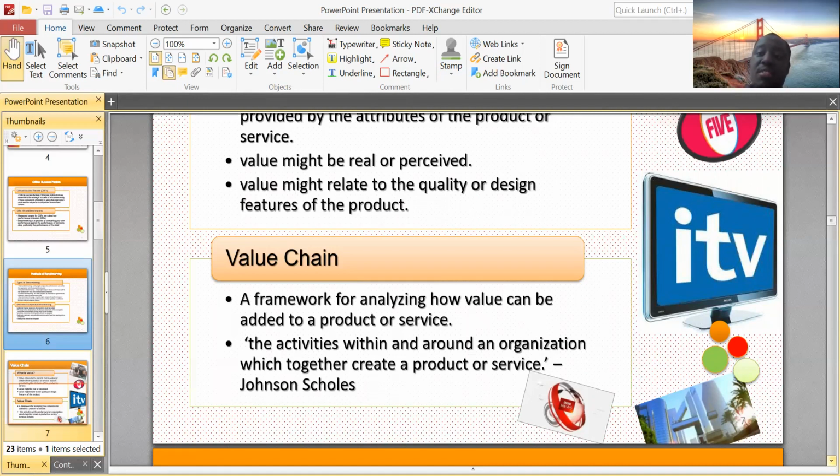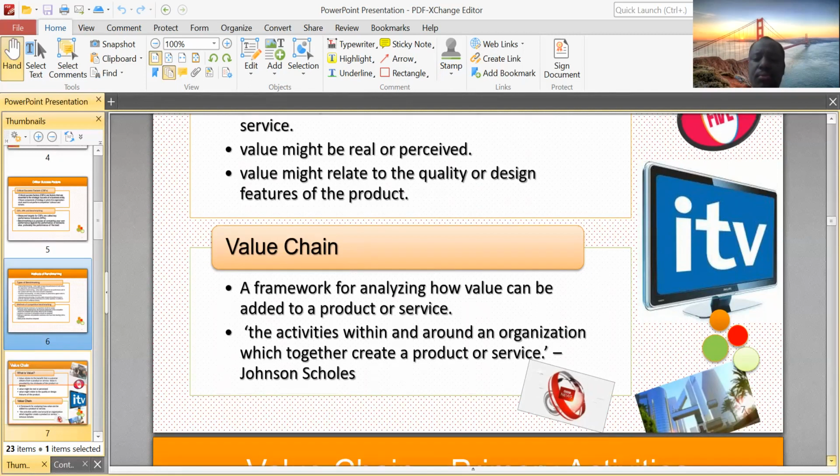Like I said, value means benefits and chain means processes. So it's basically a framework for analyzing how value can be added to a product or a service. But I like Johnson and Scholes' definition. It says, these are activities within and around the organization which together create a product or a service that offers value. So that's it about the value chain.